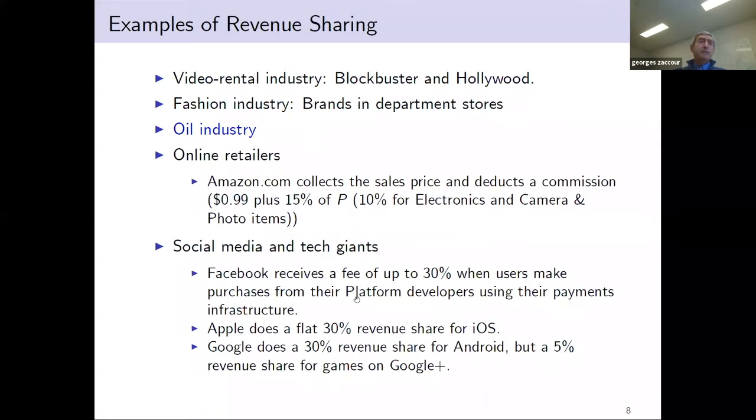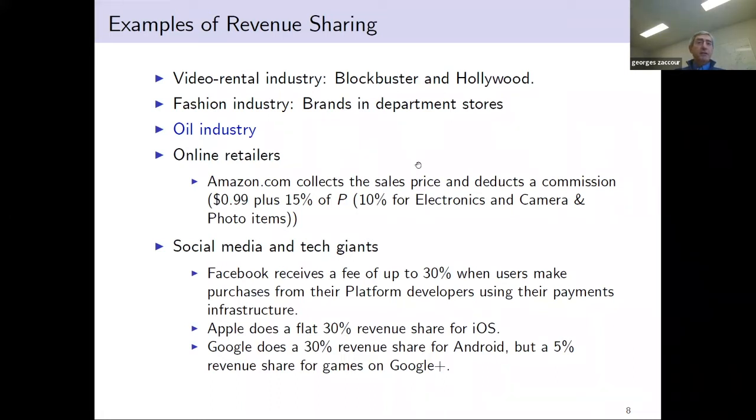Now, we have plenty of examples of revenue sharing. For those of us who are old enough, you still remember the heroic days where we went to a Blockbuster store to rent a movie and bring it back three days later on. Probably younger participants do not even know what Blockbuster is. So during this period, Blockbuster had a revenue sharing contract with studios in Hollywood. Now, if you visit a fashion store and you see a particular brand, Hugo Boss or whatever, probably there is a contract based on revenue sharing between the brand and the department store.